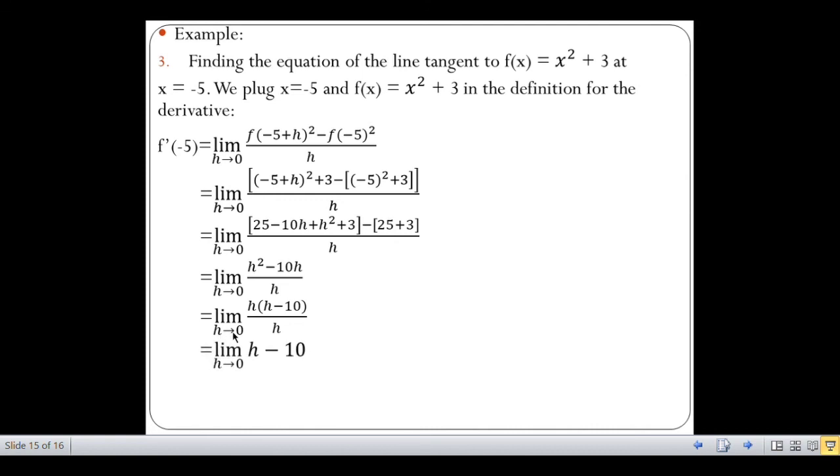So for our final answer, we cancel out the h, class. Okay? Cancel out the h. So what remains is h minus 10 as h approaches 0. And the h, we replace with 0 because h approaches 0. So 0 minus 10, of course, negative 10 is what remains. Okay? So we have negative 10. The negative 10, class, is the slope of the tangent line. Okay? So what we first obtained is the slope of the tangent line.